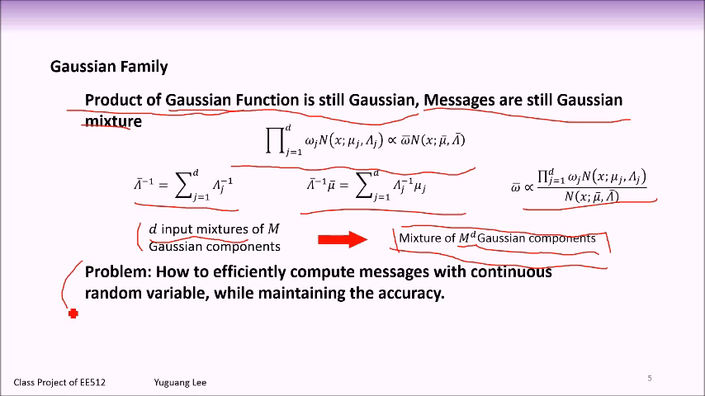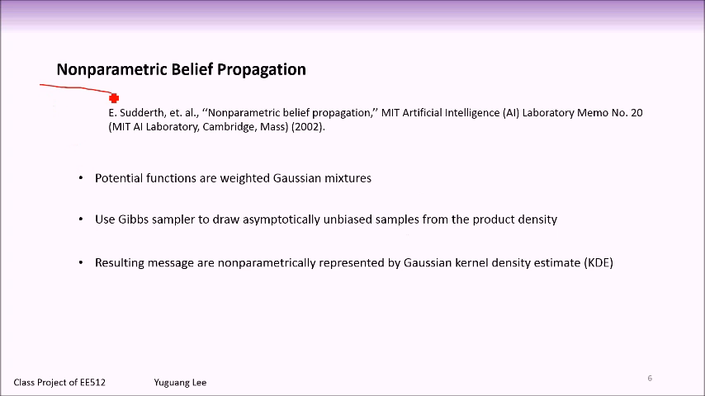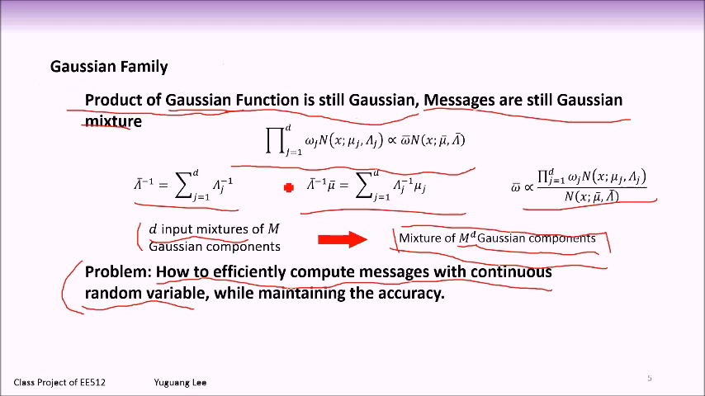So in this class project, I'm going to use a method to efficiently compute the messages with continuous random variables while maintaining accuracy. To do this, I'll use this method, non-parametric belief propagation, to figure out this problem.